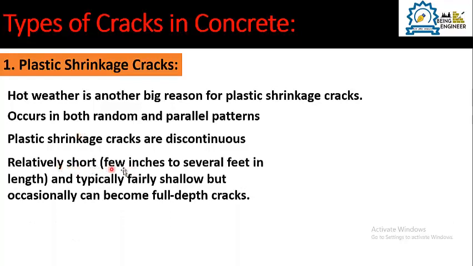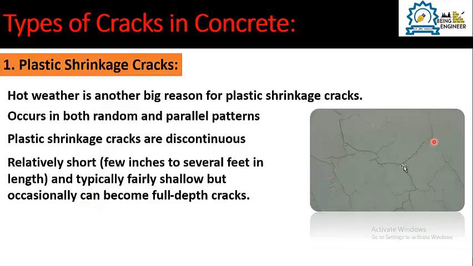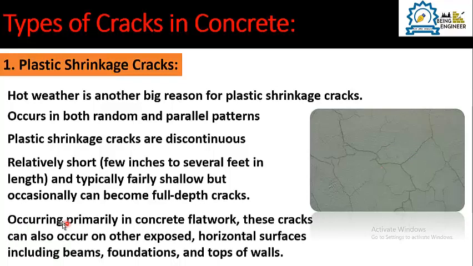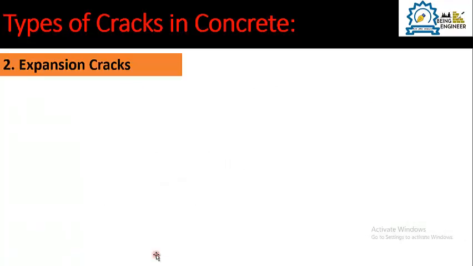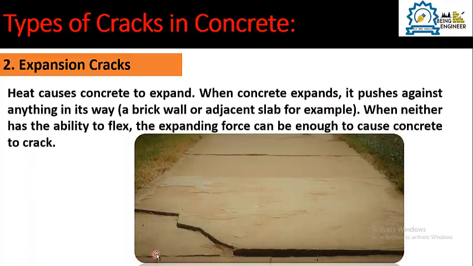These cracks are relatively short, few inches to several feet in length, and typically fairly shallow, but occasionally can become full depth cracks. Here is the picture which shows the plastic shrinkage cracks in a freshly placed concrete. Plastic shrinkage cracks primarily occur in concrete flatwork. These cracks can also occur on the other exposed surfaces like horizontal surfaces including beams, foundation and tops of the walls. The second type of crack that can occur in a concrete is expansion cracks.